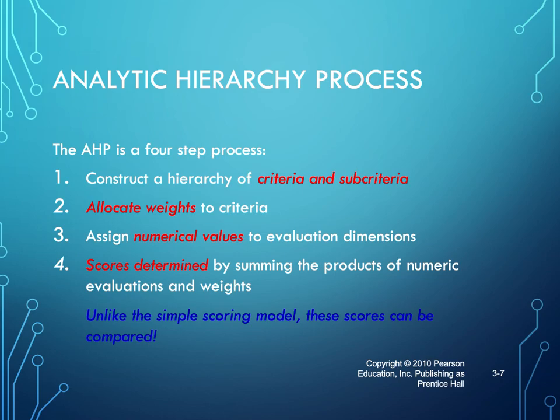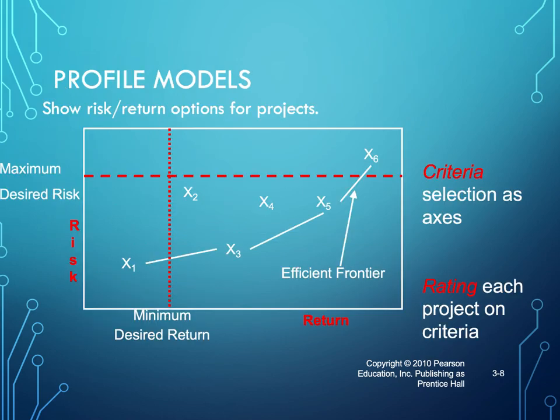Next, we have the profile model. Okay, here in the table we see risk and return. Okay, and this is basically the minimum desired return, maximum desired risk. So if you are in this part, it is technically efficient. Okay, it's like a stock exchange, for example.